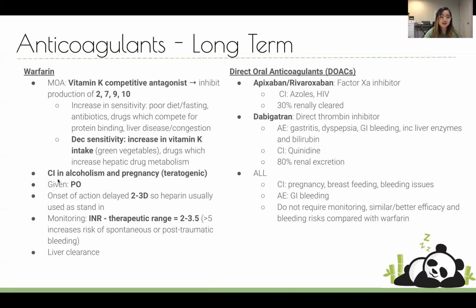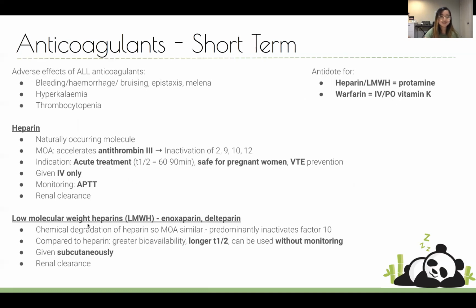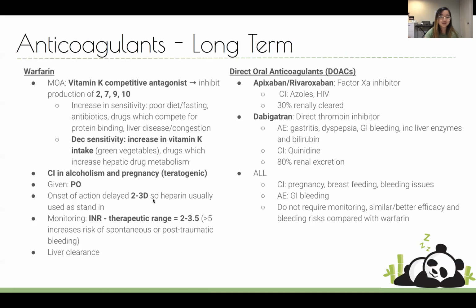It's contraindicated in alcoholism and pregnancy because it's teratogenic. So don't give warfarin in these two populations. Instead, I'd say go for enoxaparin. It's given orally, so that's a lot easier for long-term use.